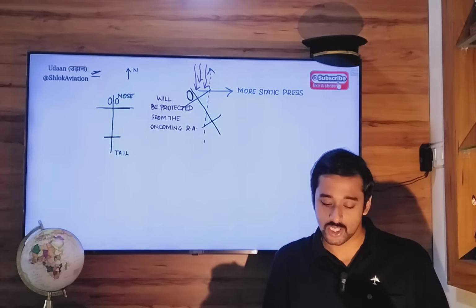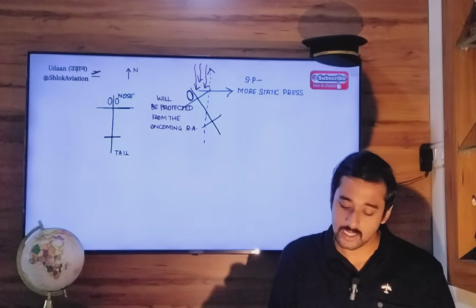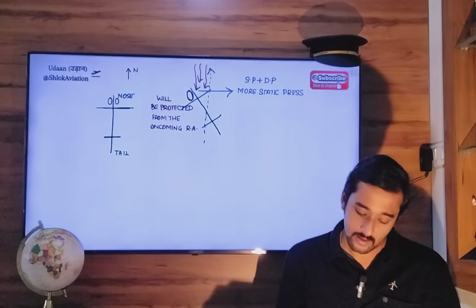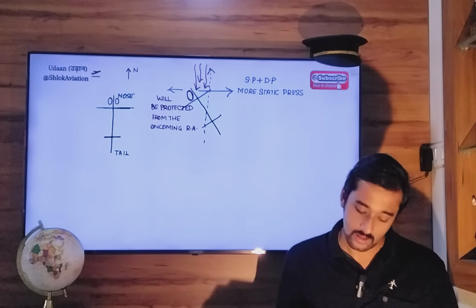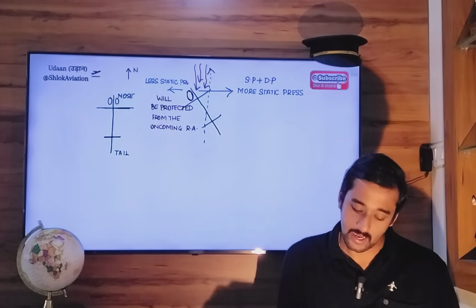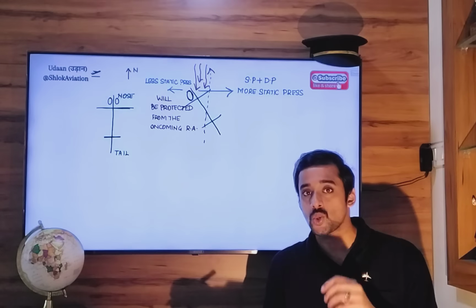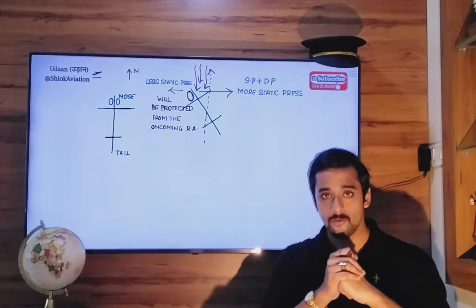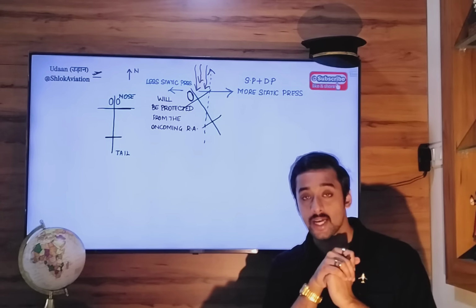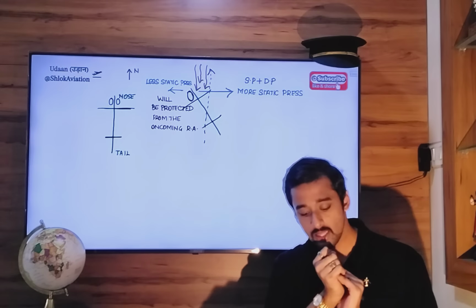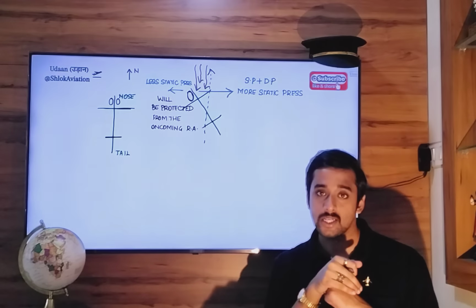What kind of additional pressure? The normal static pressure plus dynamic pressure. But on this side of the aircraft, there will be a little less static pressure, because this side of the aircraft is not exposed to the relative airflow. It gets protected from the incoming airflow. So the pressure that this static port will sense will be much less than it has to sense or register.